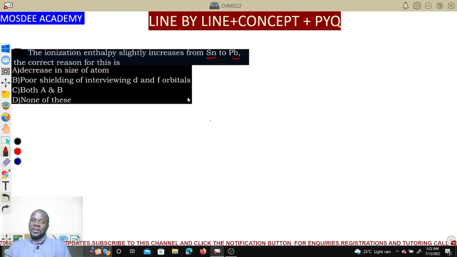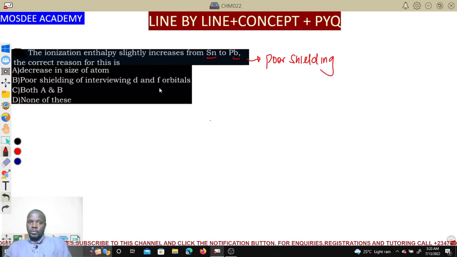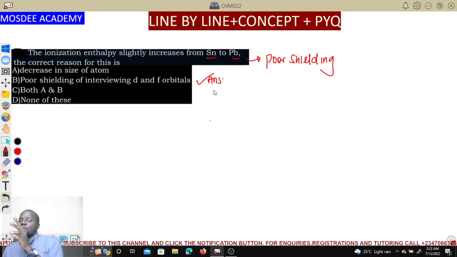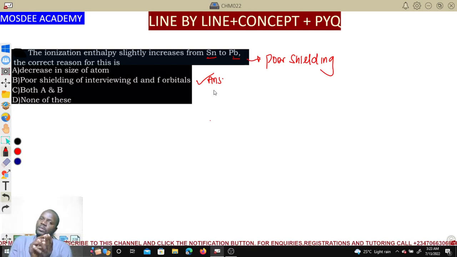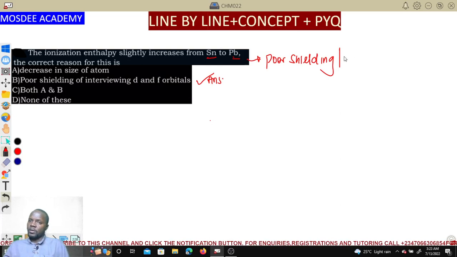I told you size is inversely proportional to ionization energy. Another reason I talked about is the presence of d and f orbitals, which causes what we call poor shielding. So the first thing to keep in mind is poor shielding, because the d and f orbitals intervene. That is the reason why the ionization enthalpy increases from tin to lead. It should be decreasing down the group, but from tin to lead there was a slight increase because of poor shielding by the d and f orbitals. But here we don't have an increase in size, we have a decrease in size. That is why I'm not picking A and B. Some of you might think that whenever there is an A and B answer, the answer is going to be A and B. It is wrong.